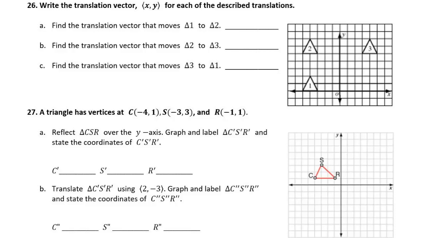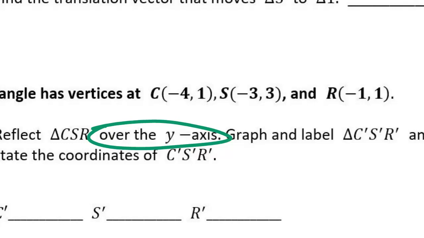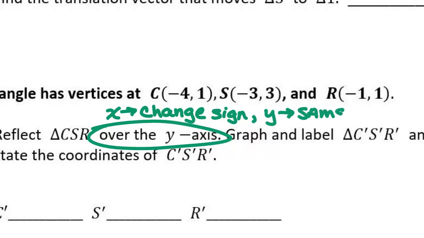All right, number 27, reflect triangle CSR over the y-axis, graph and label C prime, S prime, R prime, and state the coordinates of C prime, S prime, R prime. So if we're going to reflect over the y-axis, x is going to change sign. Since we're reflecting over the y-axis, the y coordinates will stay the same.